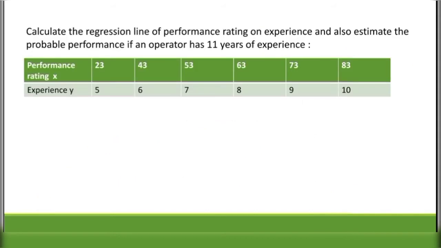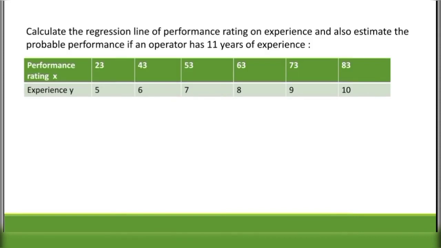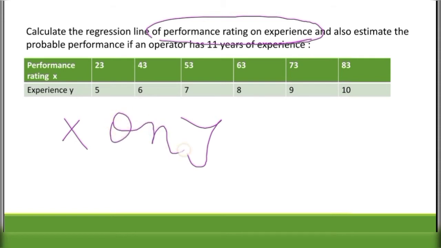Calculate the regression line of performance rating on experience and also estimate the probable performance if an operator has 11 years of experience. First, let's understand this question. Here you have been asked to find the regression line of performance rating on experience. So performance rating is X and experience is Y. So you have to find out the line of regression of X on Y.